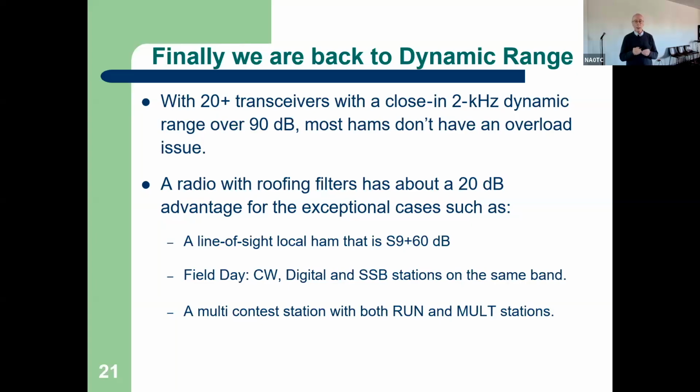So when are you going to need that? Line of sight. If a signal is 60 over 9, 70 over 9, then a roofing filter helps. Field Day in particular. And if you've got a multi-contest station, the run station's banging away, but the multiplier station's tuning around, and he may want to get within 5 kilohertz of the run station. That's the case where the roofing filter really makes the difference.